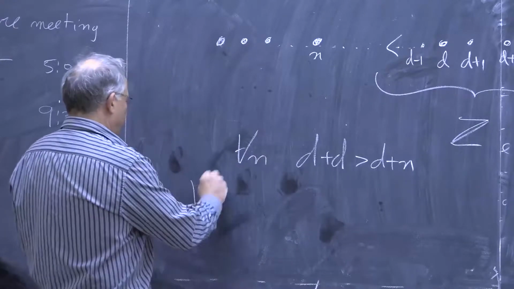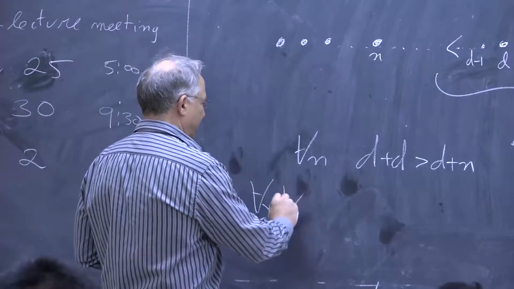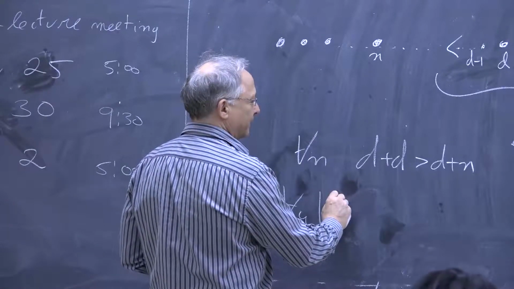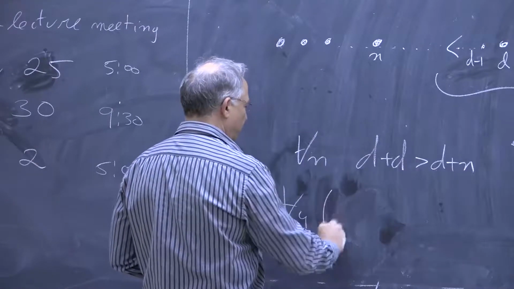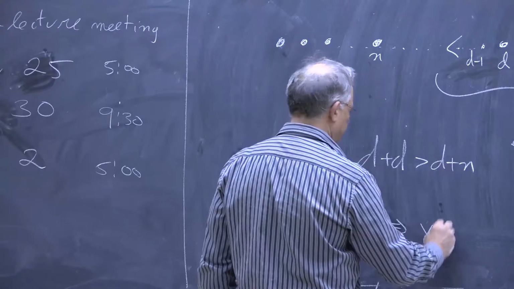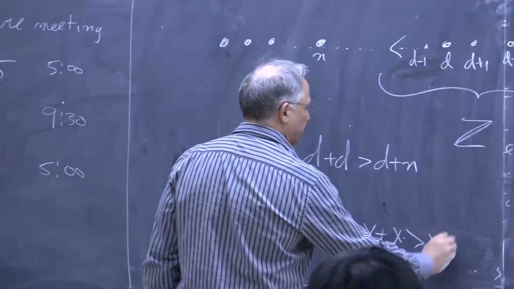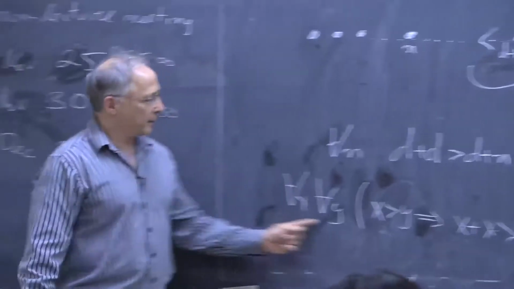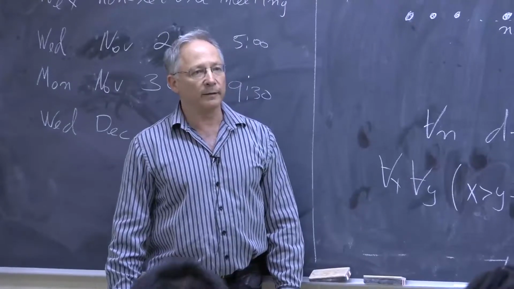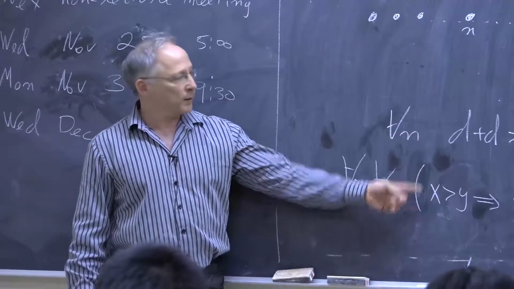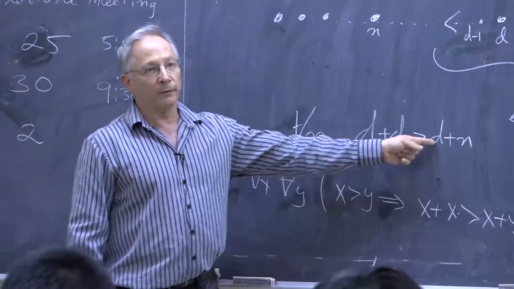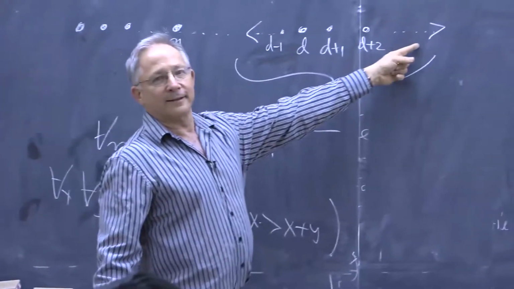Because I can say that for every x, for every y, if x is greater than y, then z plus x is greater than z plus y. I mean, plus I should write as f, and greater than I should write as r, but this formula holds in the natural numbers, so it should hold here. So D plus D is greater than D plus n for every n. So it cannot live in this copy.